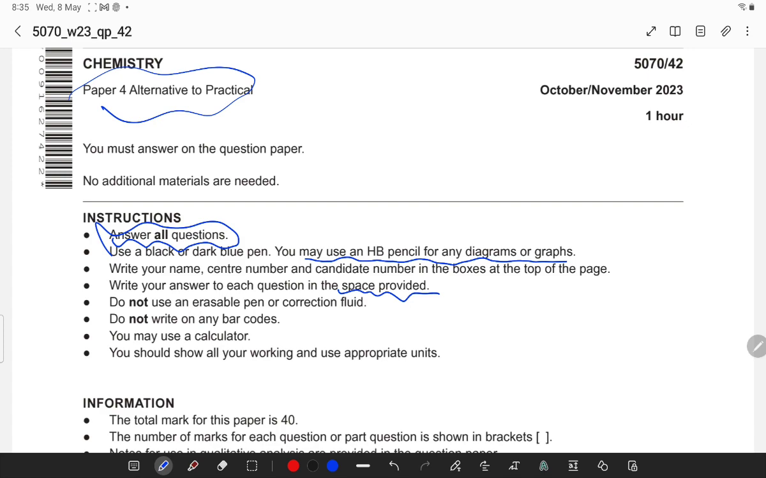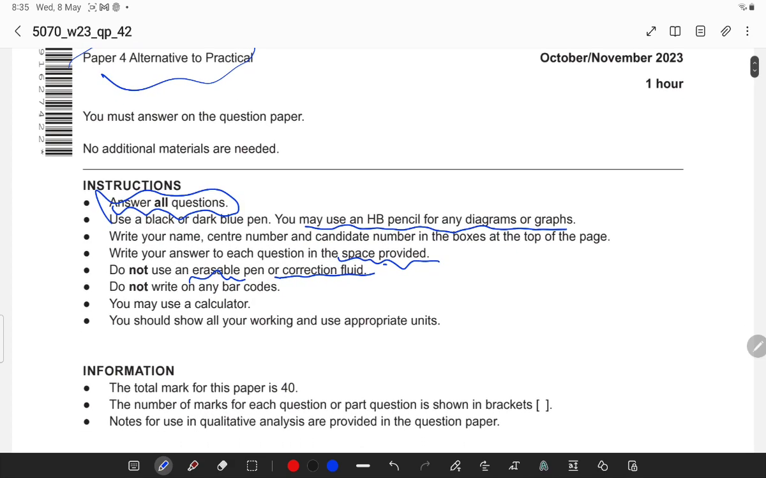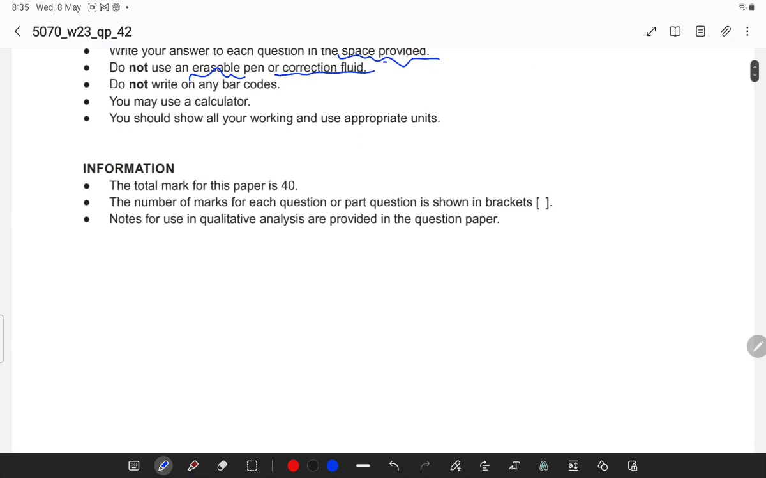Do not use an erasable pen or correction wheel. Do not write on any barcodes. You may use a calculator. You should show all your working and use appropriate units.